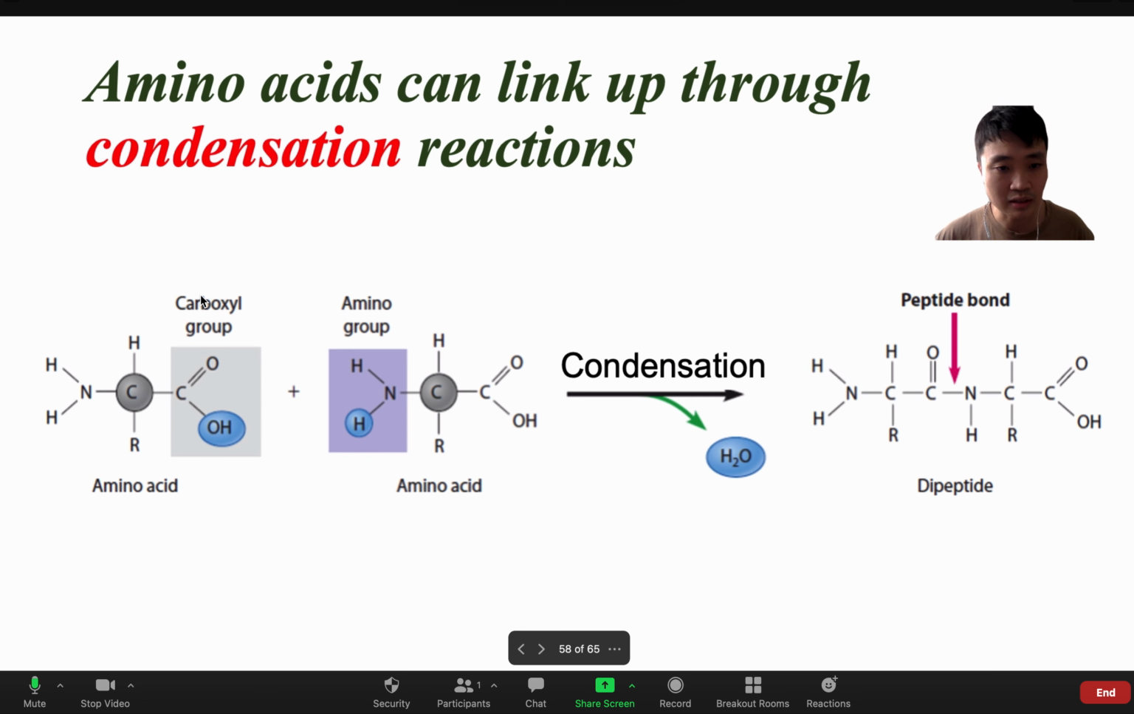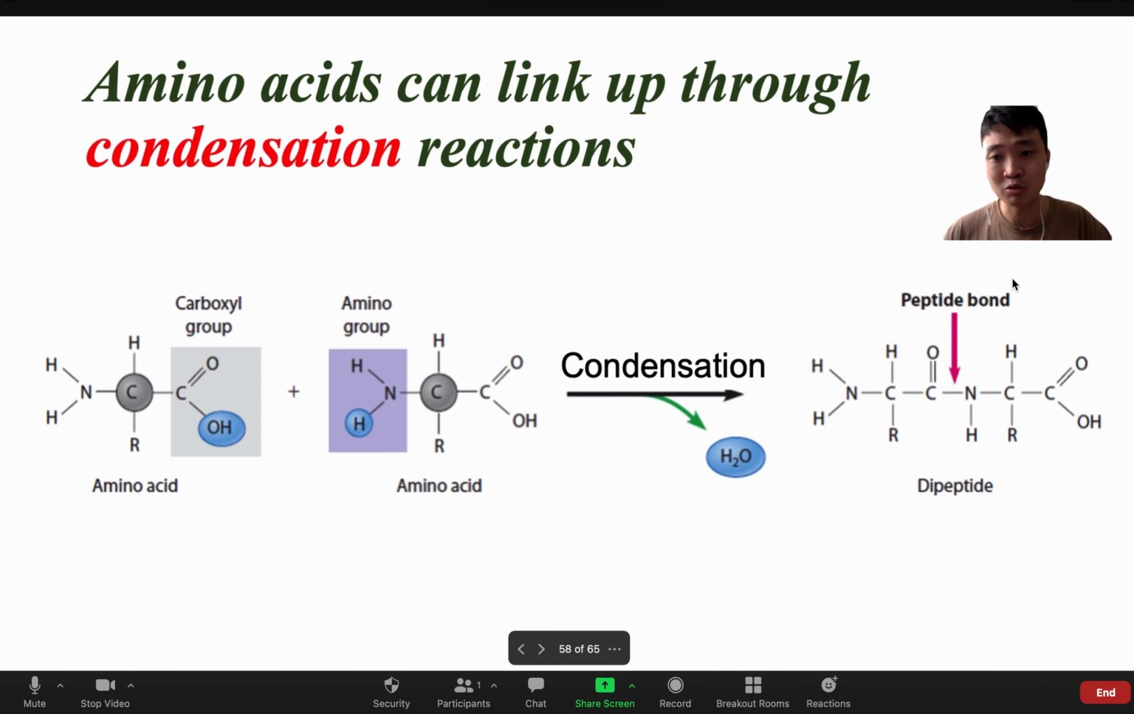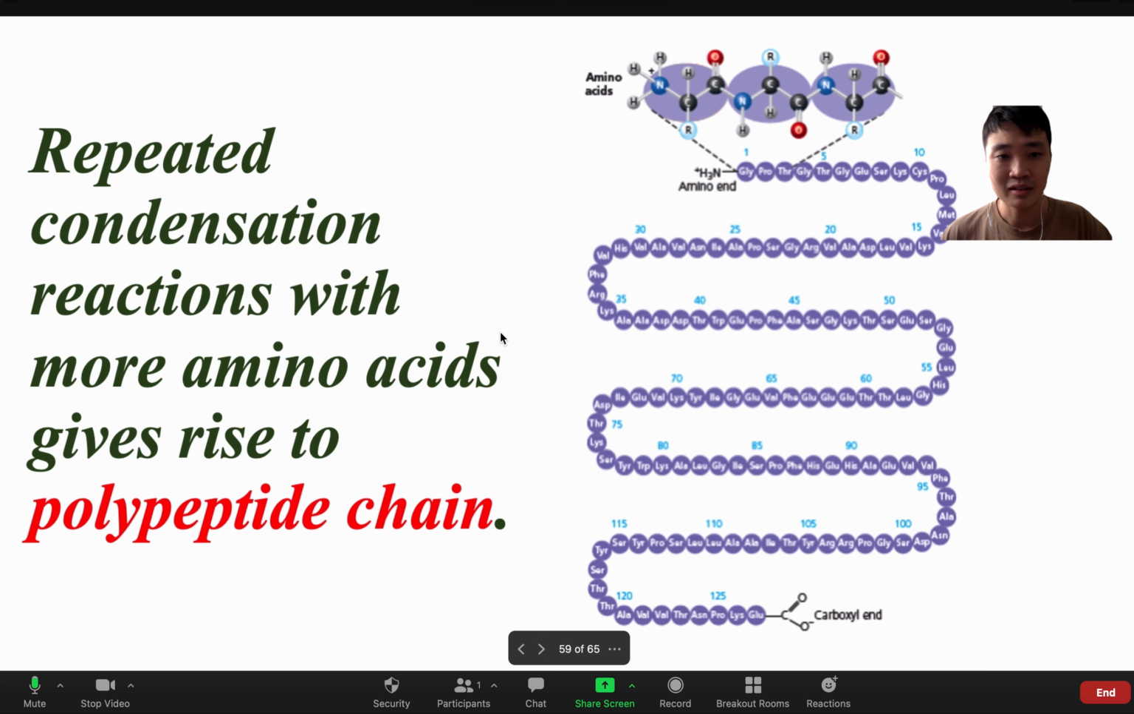But see, the carboxyl group and amino group will join together. A water molecule will be released, and the bond that bonds two amino acids together is called a peptide bond. Can? Peptide bond. I'd like you to highlight this on your notes. Now the thing is this. Repeated condensation reactions with more amino acids will give rise to a polypeptide chain. Every one circle here you see is one amino acid. So many amino acids will link to form a polypeptide chain.